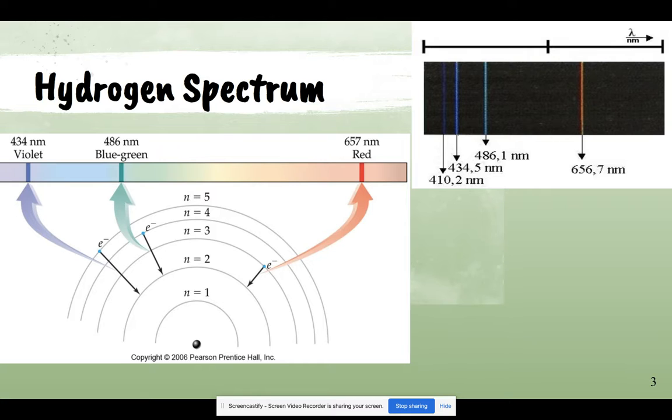So just a quick recap. Here was your example when we were looking at the emission spectrum of hydrogen, and you notice that specific releases of energy resulted in 4 visible lines.